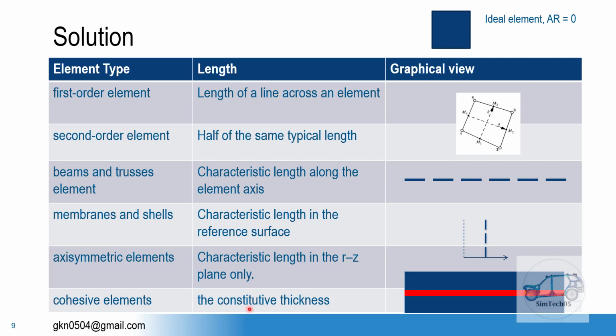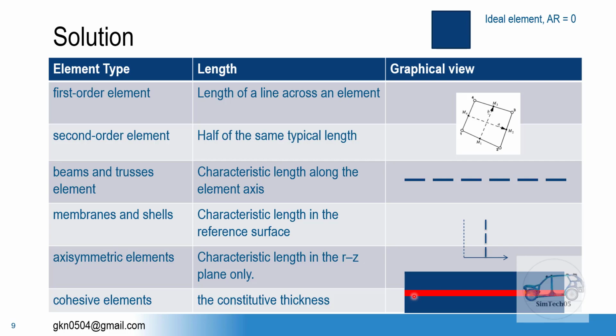For the cohesive element, this will be the thickness of the cohesive element. So we have two components, two objects joined with cohesive elements. The red colored thing is nothing but the thickness of the cohesive element. This is only for visual purposes, otherwise the cohesive element thickness is very small.